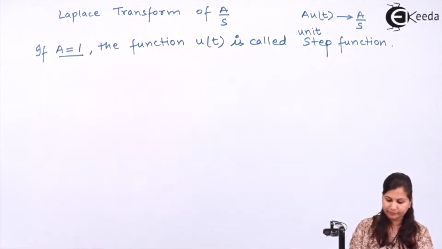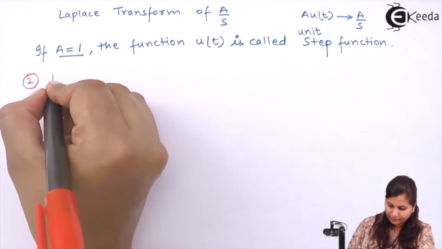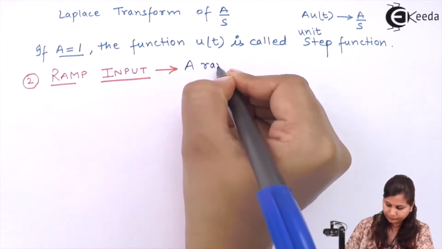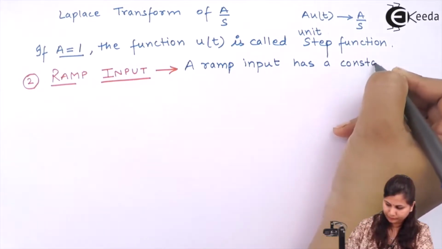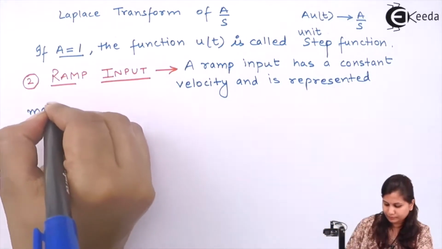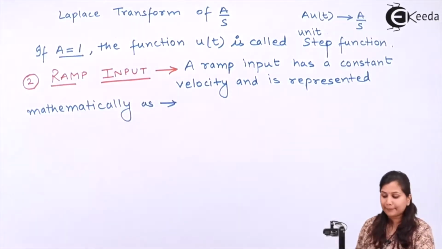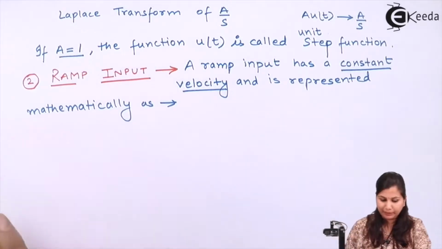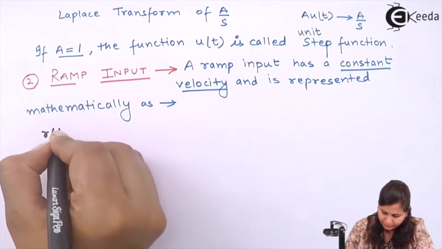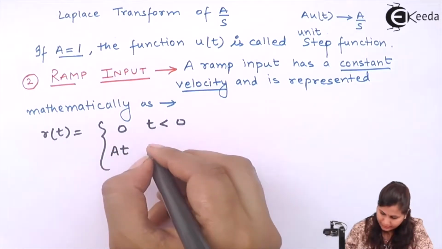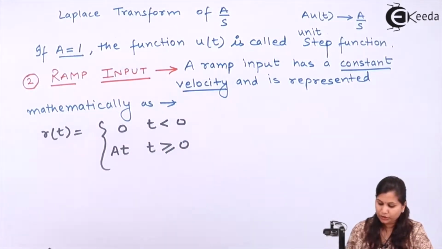Now the second input signal is ramp input. The ramp input has a constant velocity, whereas the step input had a constant amplitude. We can mathematically represent it as r(t) equals 0 for t less than 0, and A t for t greater than or equal to 0. This is how we mathematically define it.